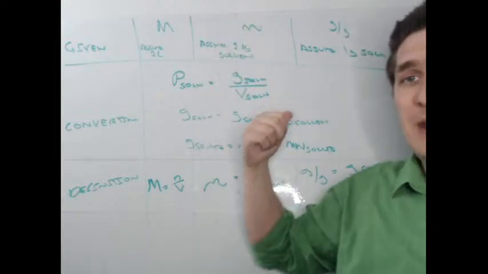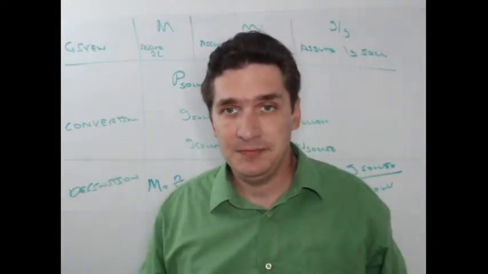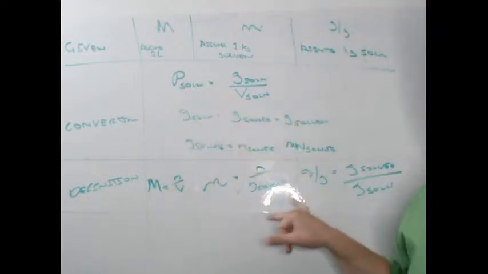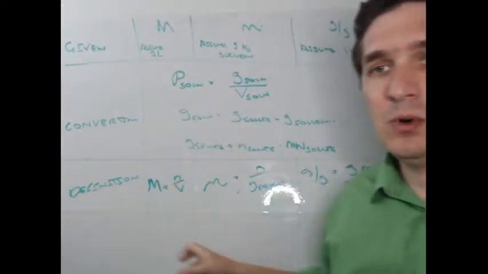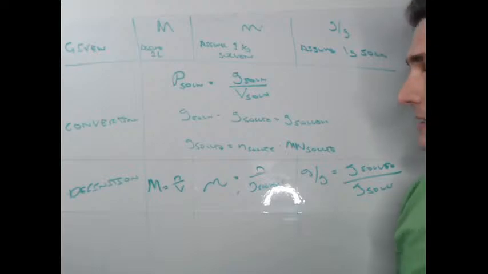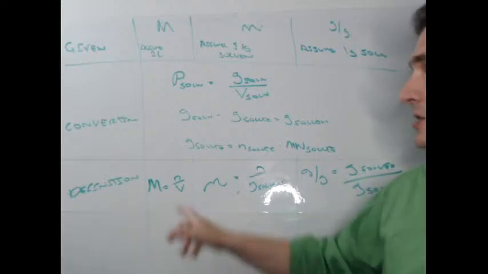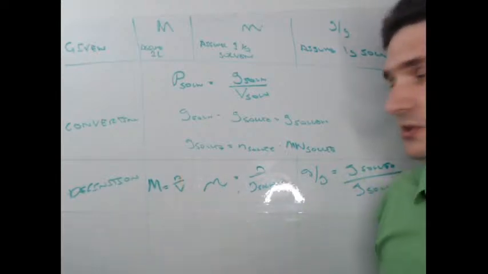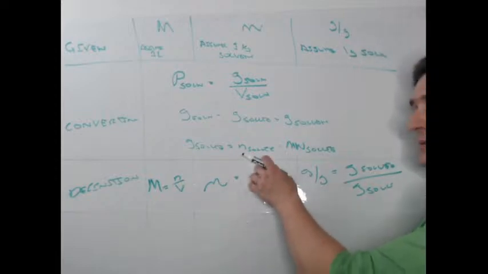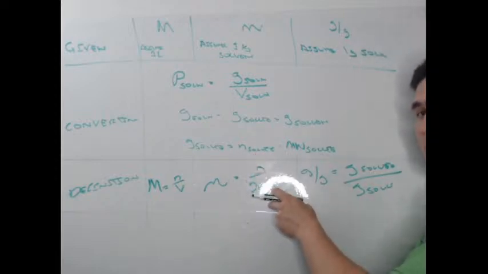If I've got mass per mass, I'm going to assume I have 1 gram of solution. I've got these three relationships, and I'm going to look at where I want to go and figure out what variables I need. So if I want to go to molarity, I need to know my moles of solute and my volume of solution. If I want to know molality, I need to know how many moles of solute I have and how many grams of solution I have.